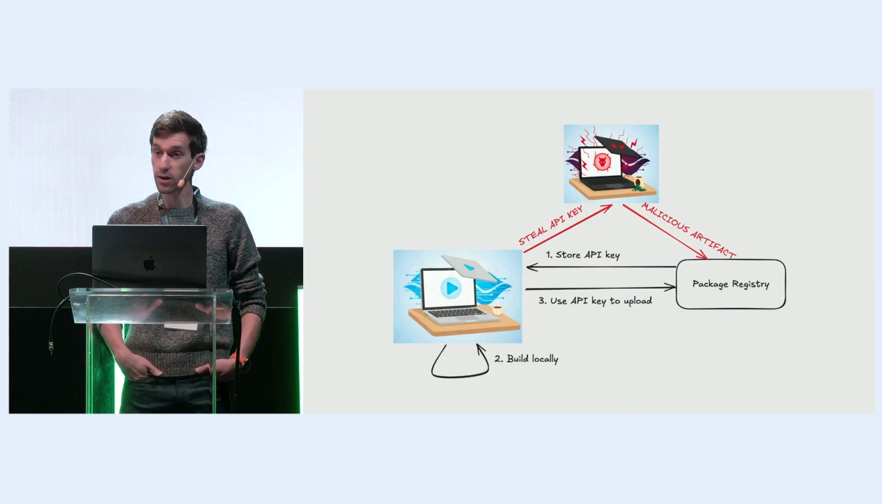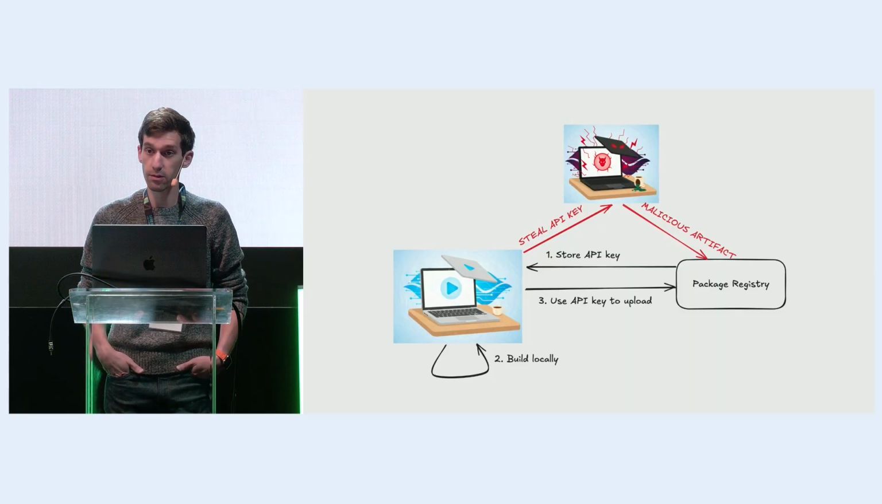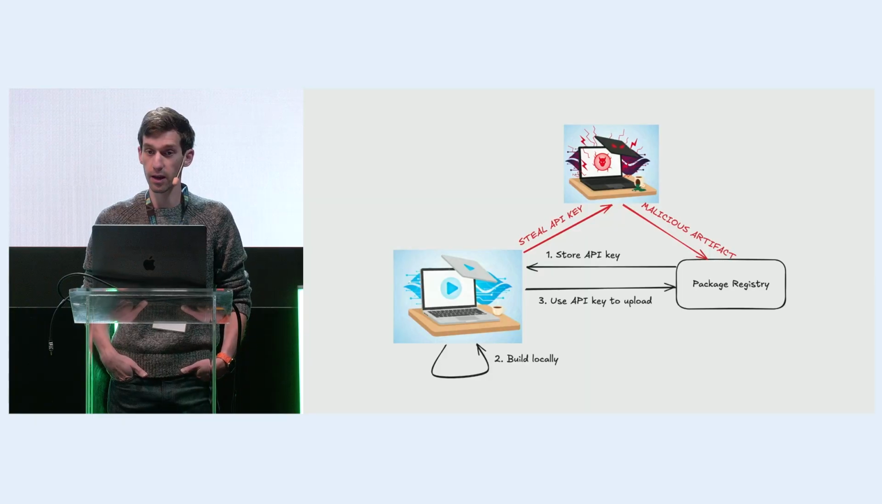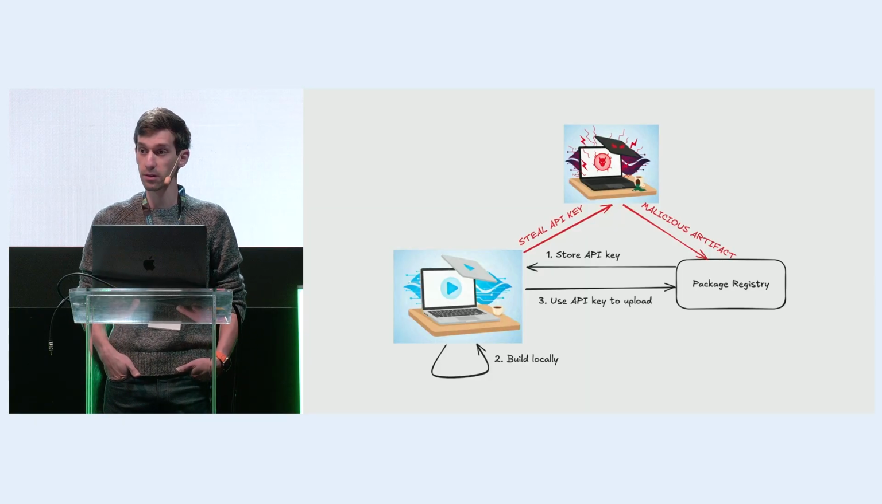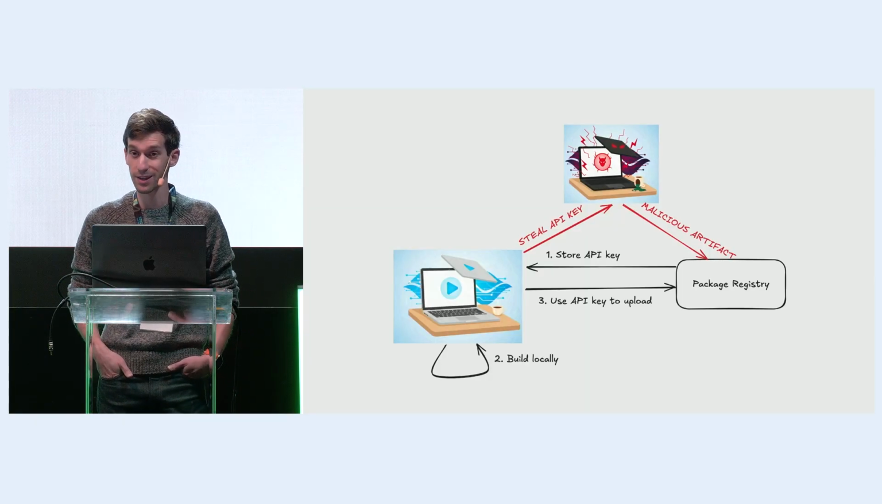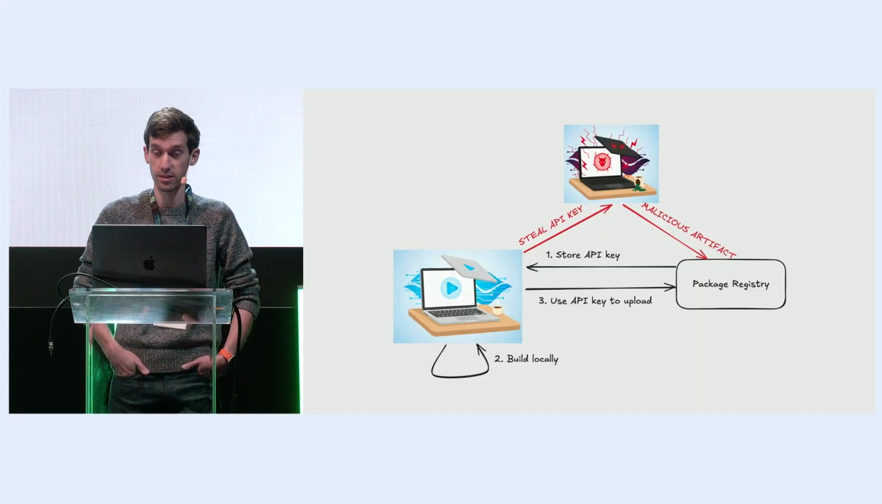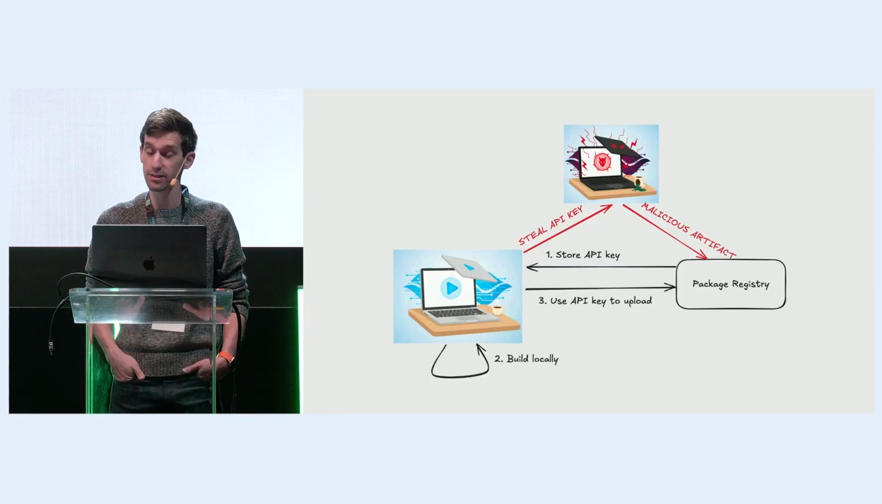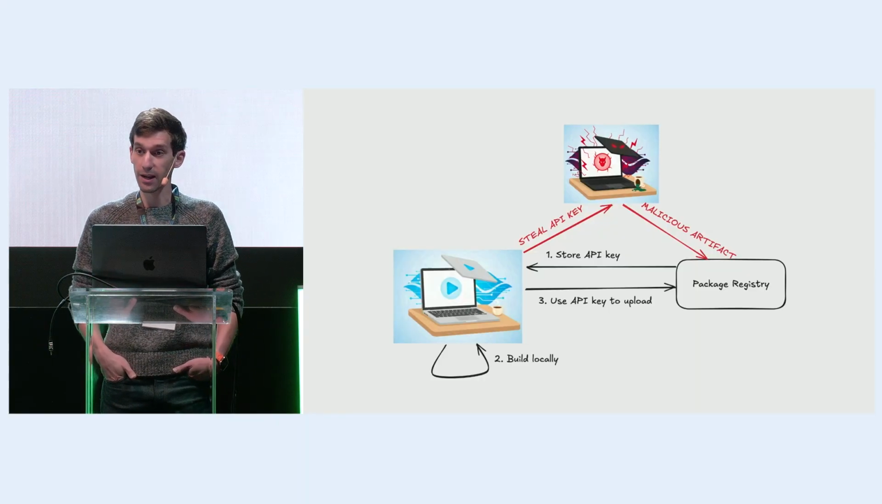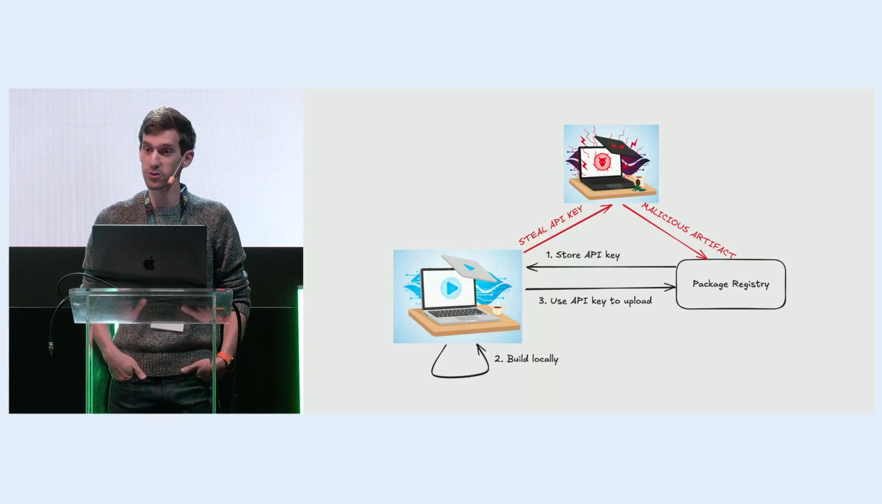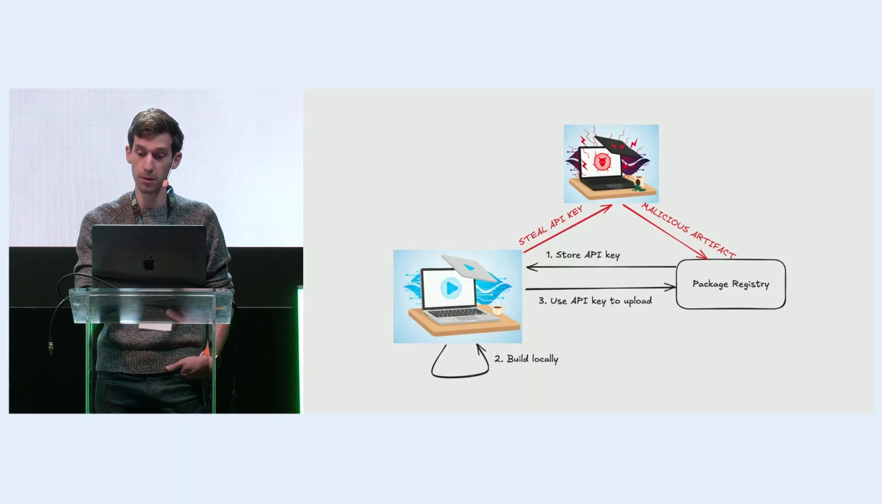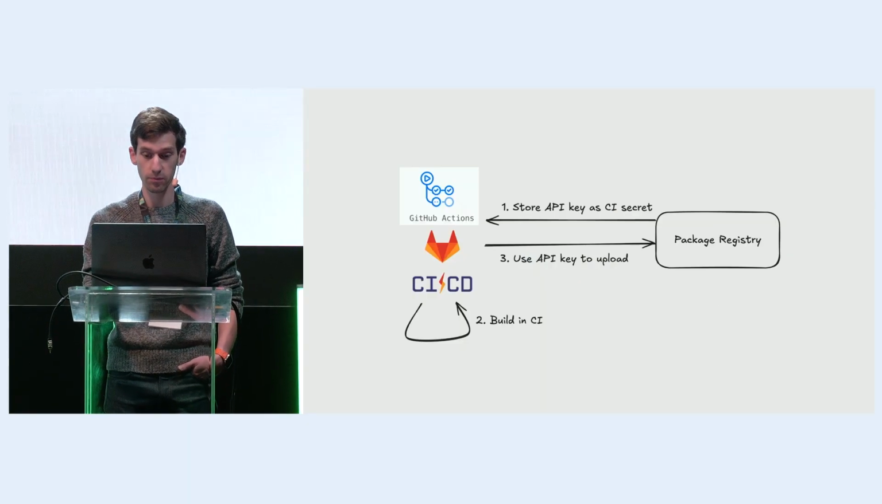But for one reason or another, this API key might get compromised. Maybe you install something malicious onto your laptop, it gets stolen, maybe you lose track of it, maybe that API key gets uploaded as a build artifact. These are real incidents that have happened. And at this point, now a malicious actor can upload a malicious artifact to the registry.